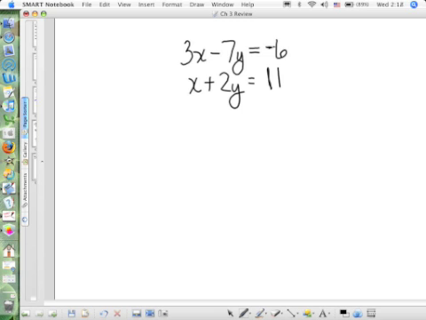Let's flip the eraser. Bottoms up, we're doing substitution. Tops up, we're doing elimination. Substitution: bottom up.